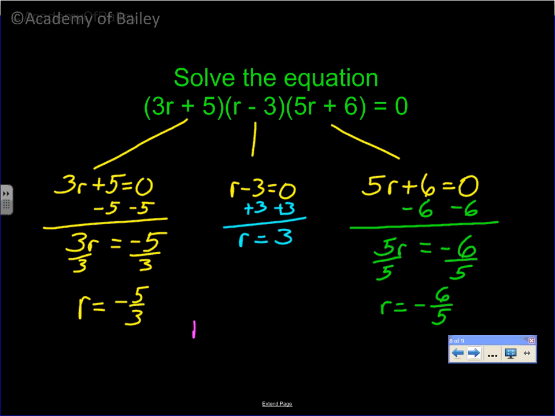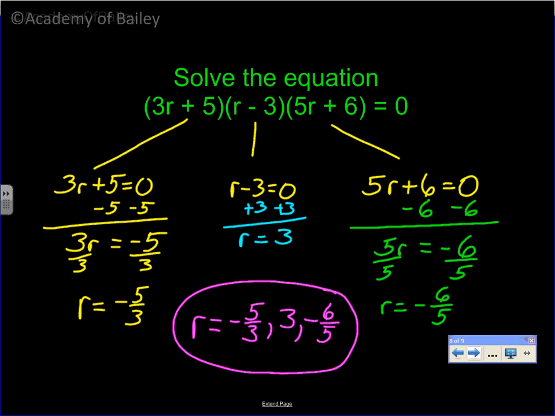So you have your 3 solutions. r is equal to negative 5/3, 3, and negative 6/5. Those are your 3 solutions. That's where the graph crosses the x-axis at those 3 values. In this case, the variable is r, so we would say that it crossed the r-axis is what we would be saying there.